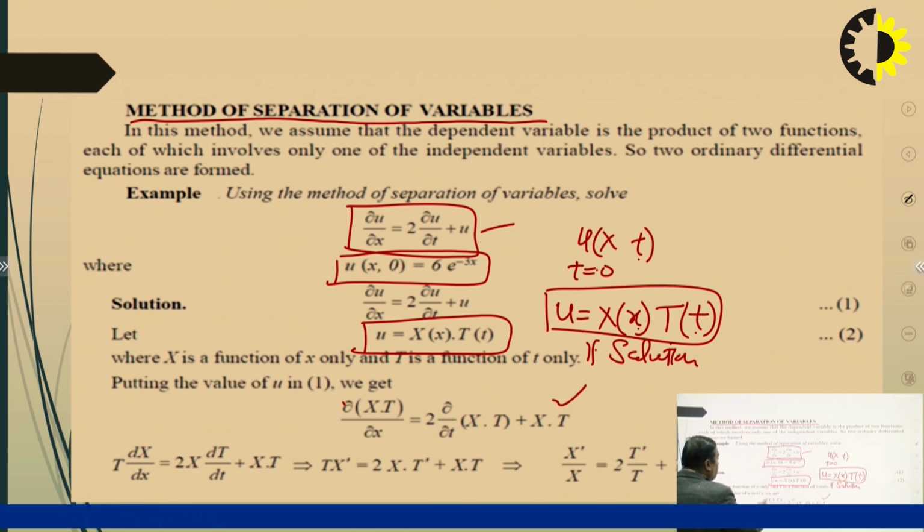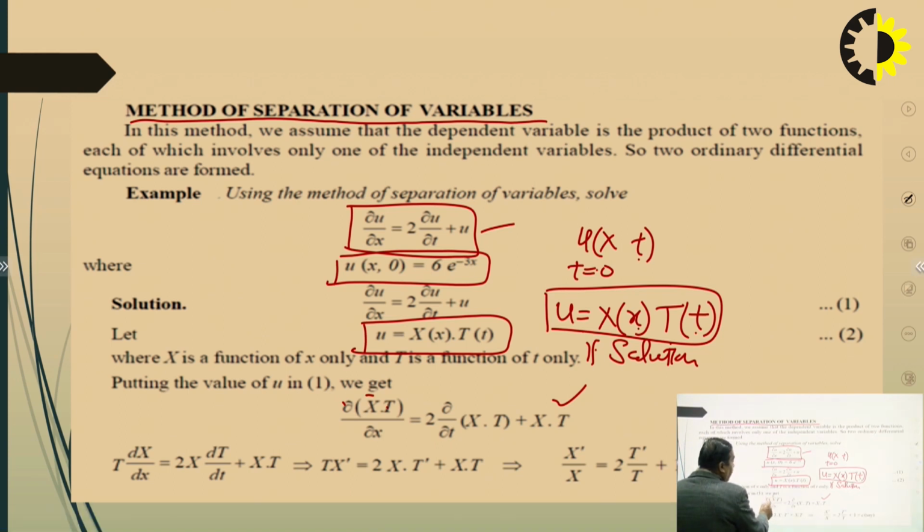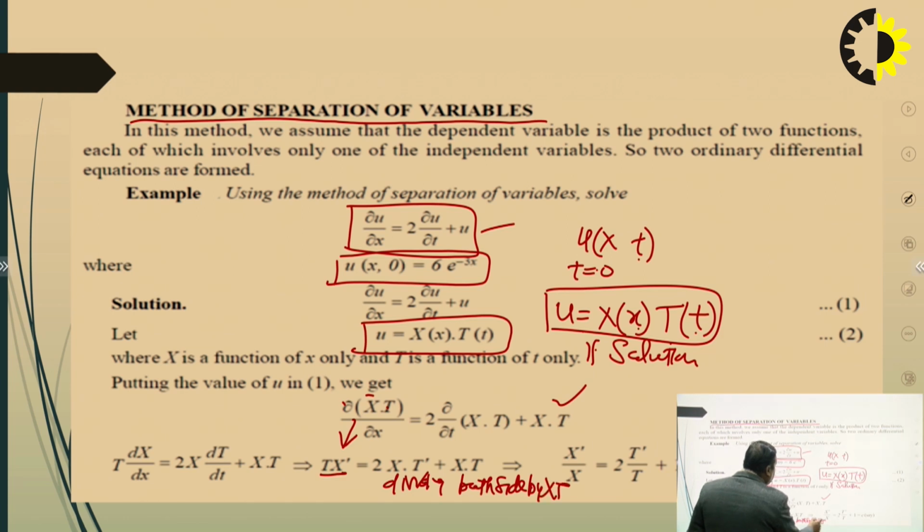Now we are separating the variables. We take the differential with respect to x, then T comes outside, giving T X dash, which equals twice the differential with respect to t, that is X into T dash, plus X into T. So we have acquired the equation T X dash equals 2 X T dash plus X T. Now for the separation, dividing both sides by XT, T cancels out and we get X dash upon X equals twice T dash upon T plus 1.